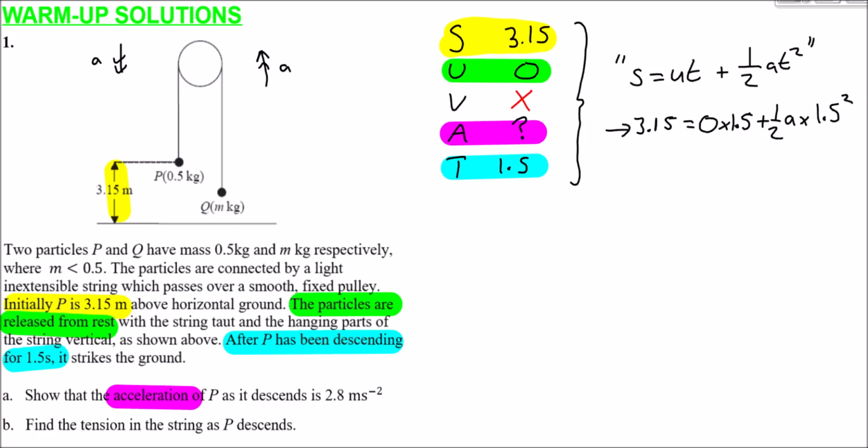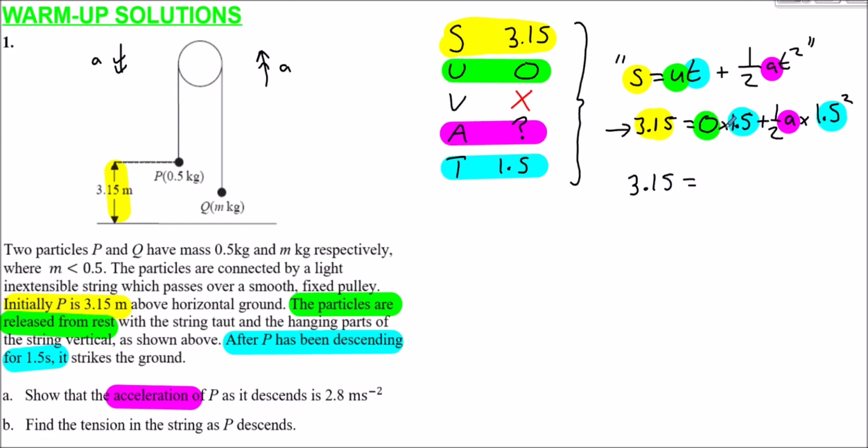So all we've done here, like I've said before, is just plugging in the numbers. Plugged in the S is 3.15, the initial velocity is 0, the time elapsed is 1.5, and the acceleration, of course, is the very thing we're trying to find. So if we simplify this down now, 3.15 is obviously just 3.15.